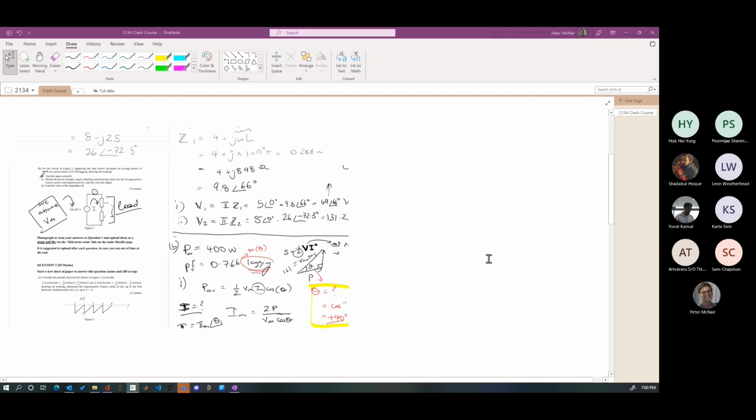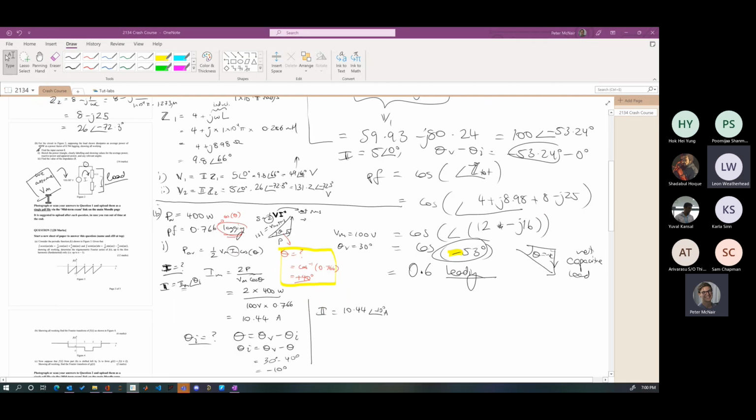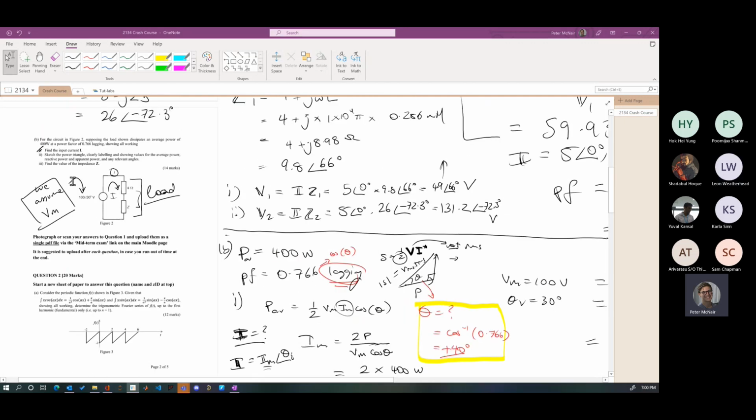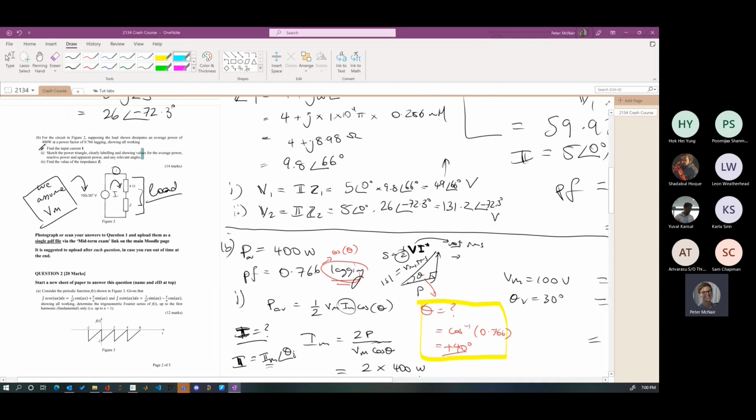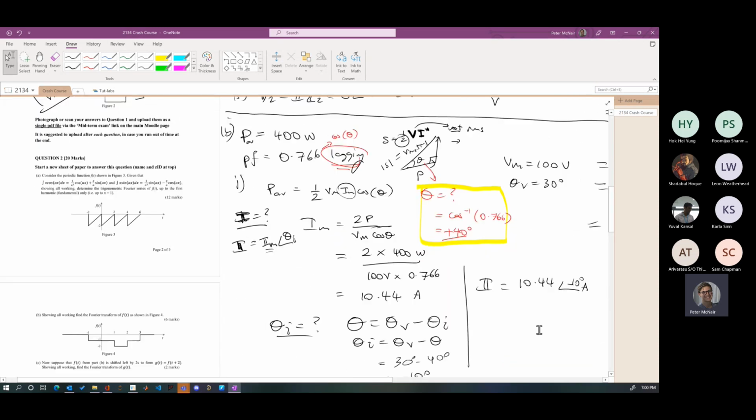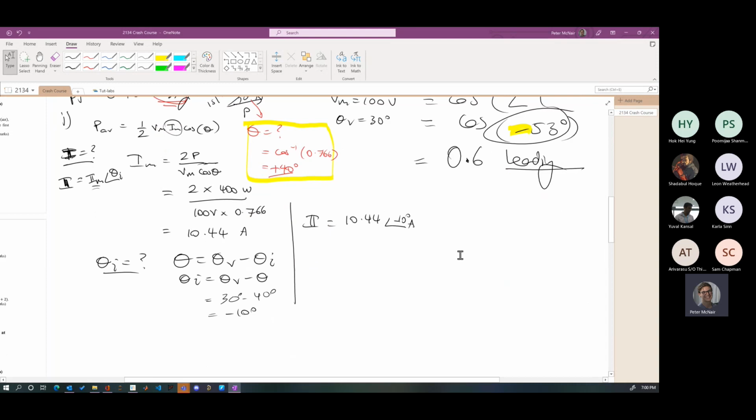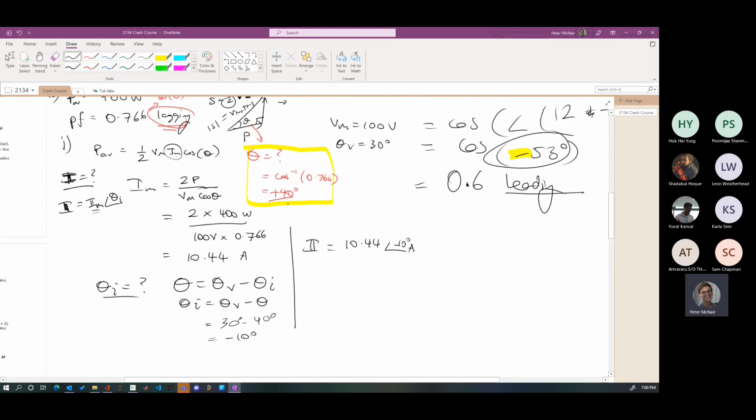Alrighty. So that's that first part. Now we're going to sketch the power triangle, and we're looking for average power, reactive power, and apparent power, and any relevant angles. We've already sort of done that here, right? So let's just formalize it a little bit. We said that we've got theta equals positive 40 degrees. So let's start with that. 40 degrees is nearly 45 degrees.